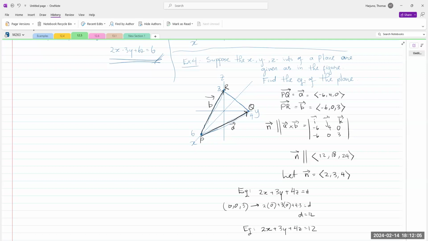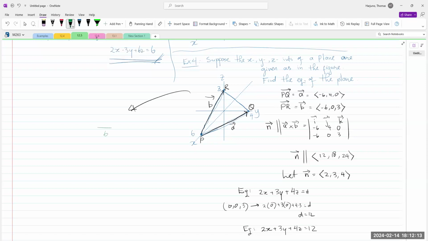Now compare that to my method. My method is, oh, I know the intercepts. The x-intercept is 6. The y-intercept is 4. The z-intercept is 3. Set it equal to 1. Multiply by the LCD 12. So I get 2x plus 3y plus 4z equals 12. Done.